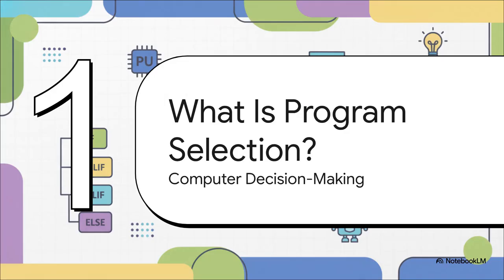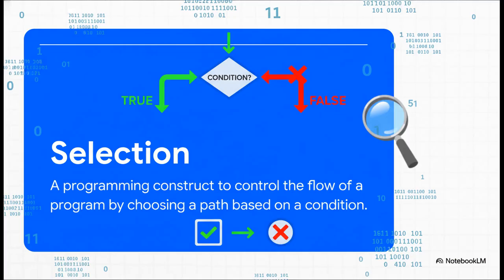Okay, so let's get a bit more formal. Section 1. What is program selection? Simply put, this is the heart of how any software, from your favorite video game to the apps on your phone, actually makes decisions. This is the kind of fancy definition you might see on an exam paper. Selection is a programming construct that controls the flow of a program. You can think of it like a fork in the road. The program asks a simple question, a condition. Is something true or is it false? And based on that answer, the code goes down one path and completely ignores the other.